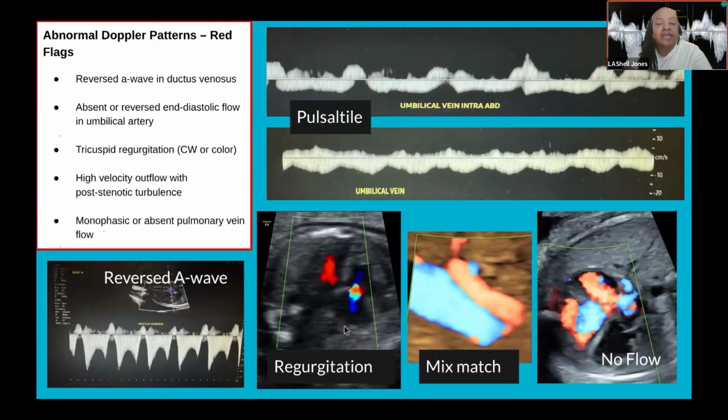We also have an example of tricuspid regurgitation seen with the color Doppler. We have a mismatch here happening where it should be forward flow in both vessels. Instead, there is some reversal in the aorta. We'll take a closer look at that. We have that case coming up. And then here is an example of no flow present in the left ventricle. Okay, so these are all abnormal Doppler patterns.